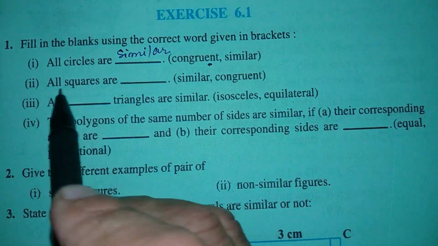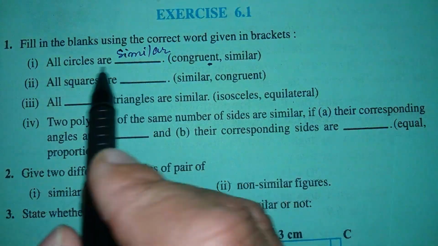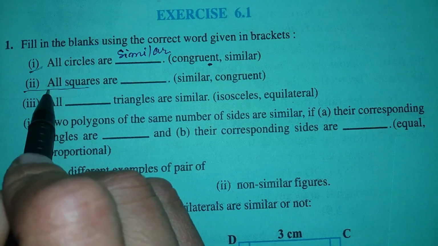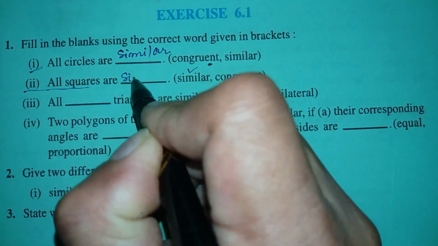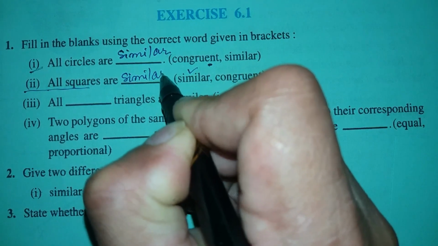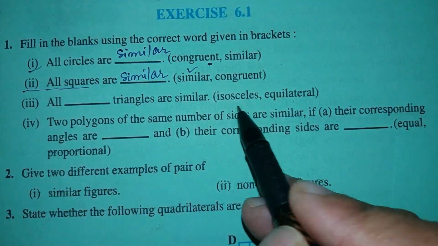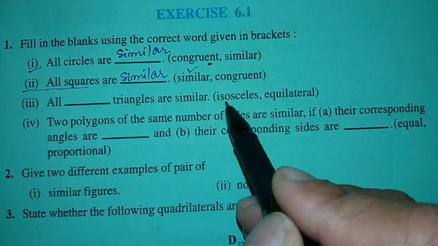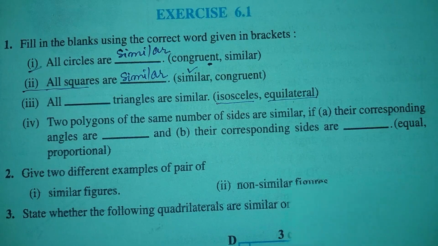Number 2, all squares are similar or congruent. So like the first one, when we consider all squares, then they are similar. And now the third one is: all triangles are similar, or isosceles, or equilateral triangles.